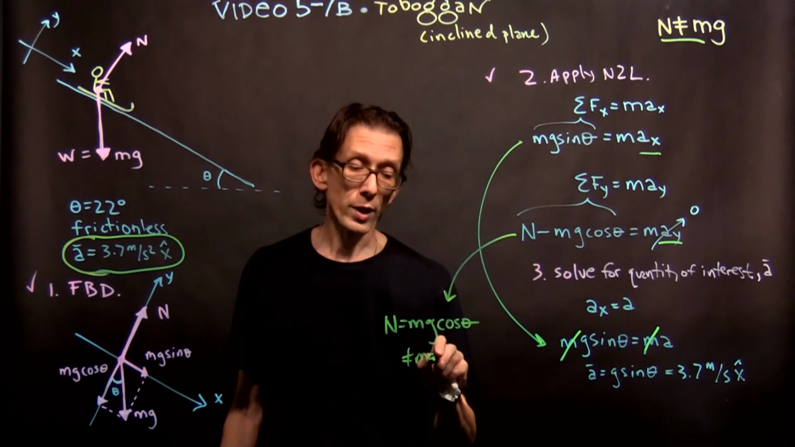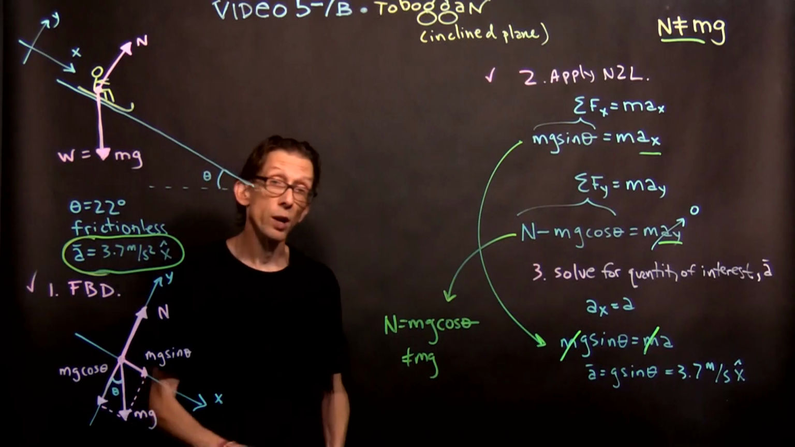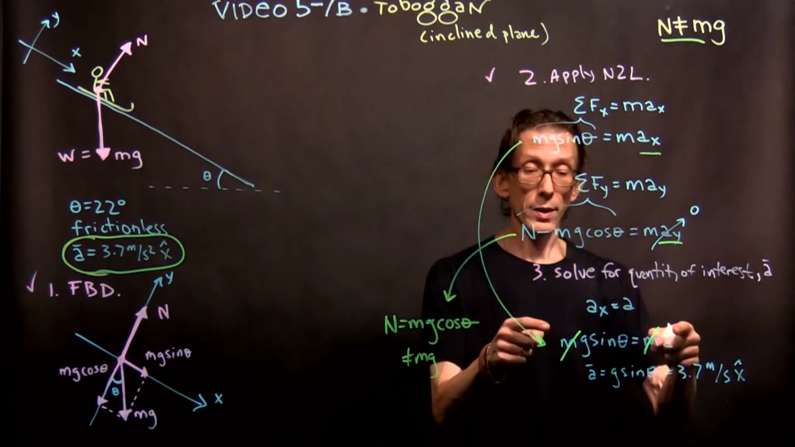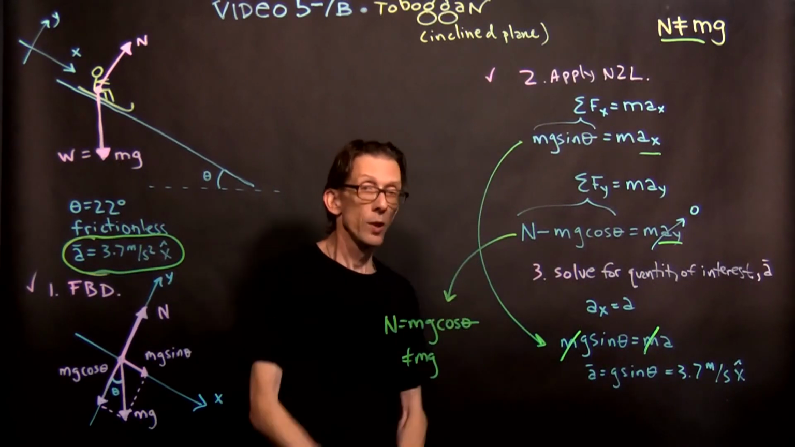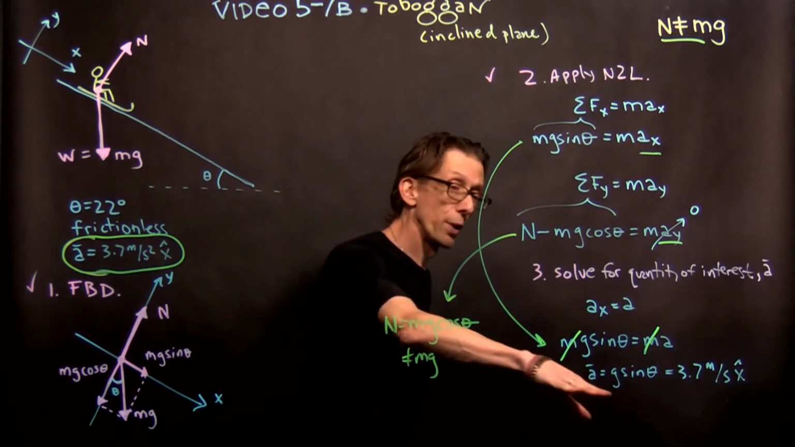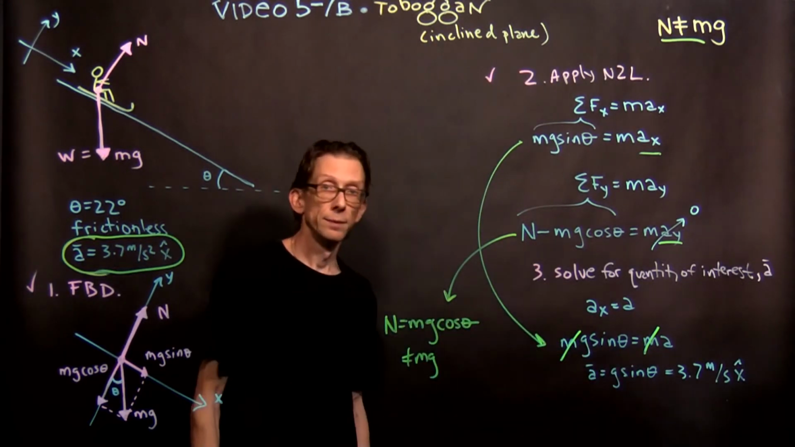So this is the third case in which the normal force and the weight were not equal. Notice also that I never gave you what the mass was. The mass canceled right here. So it didn't matter what the mass was. The answer did not depend on mass. The answer depended only on the angle theta. A is g sine theta.